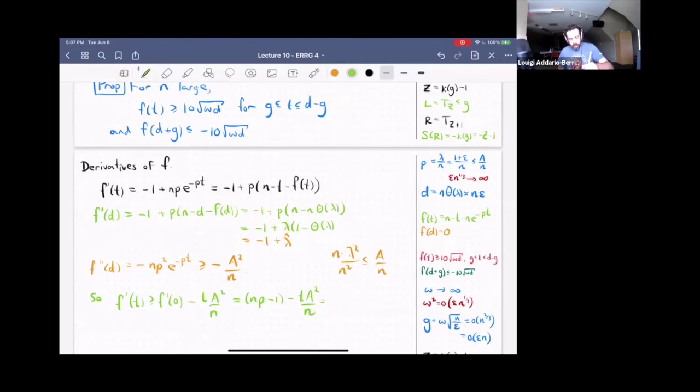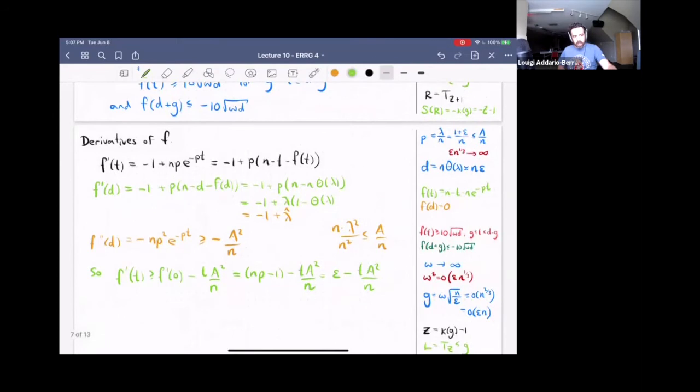Right. And now np is lambda, and lambda is 1 plus epsilon. So this np minus 1 is just epsilon. So this whole thing we get is epsilon minus t a squared on n. Okay. And so as long as this correction is at most epsilon over 2, then we can say the derivative of f is bigger than epsilon over 2, and then use that to get a lower bound on f. So f prime of t is at least epsilon over 2 for t at most epsilon n on 2a squared.